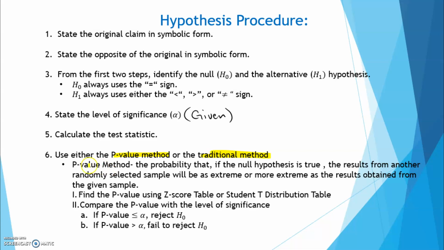Okay, so for the p-value method, you're going to find a p-value using a z-score table or a student t-distribution table. You will always compare the p-value with the level of significance. Remember, that's just alpha. And if the p-value is less than or equal to alpha, reject H sub 0. If the p-value is greater than alpha, fail to reject H sub 0.